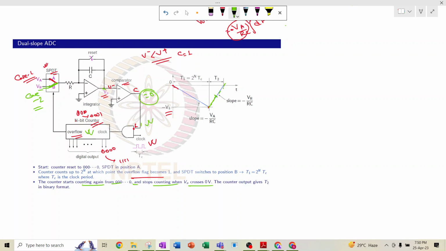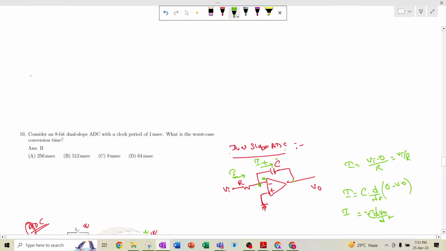And then whatever is in the counter, that digital value is the corresponding digital value of the analog signal. So in this way this dual slope ADC works.